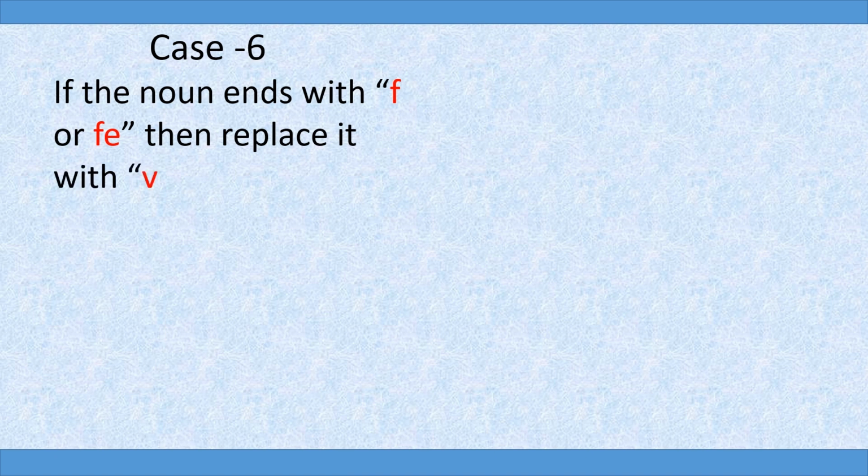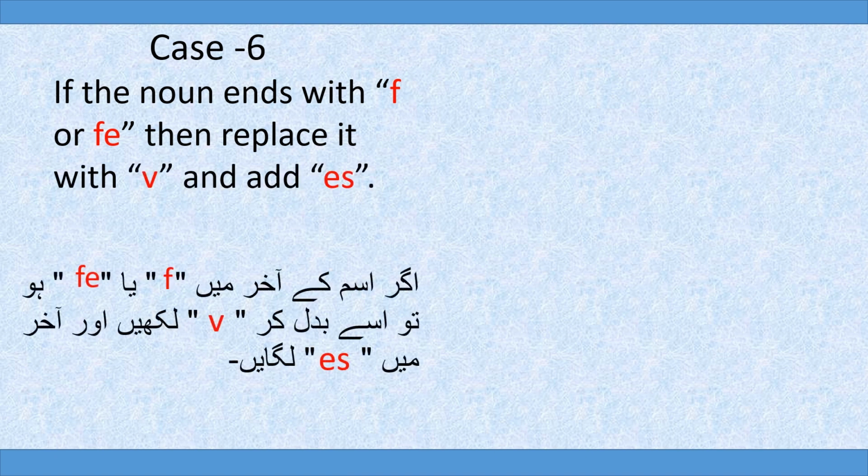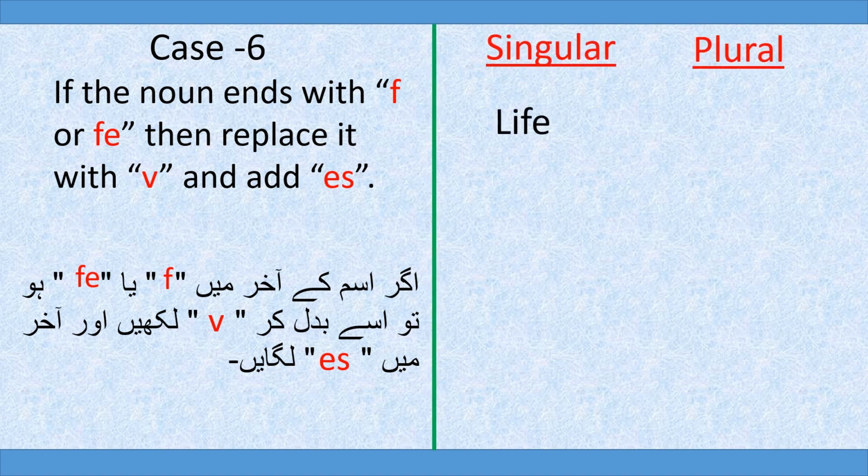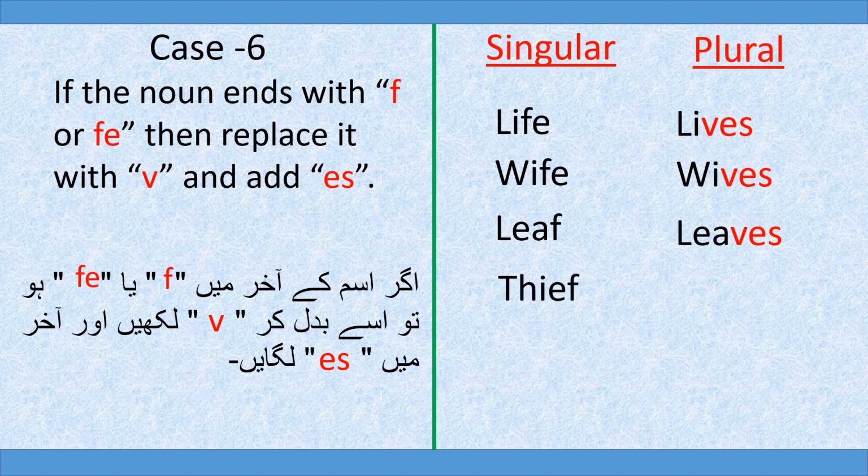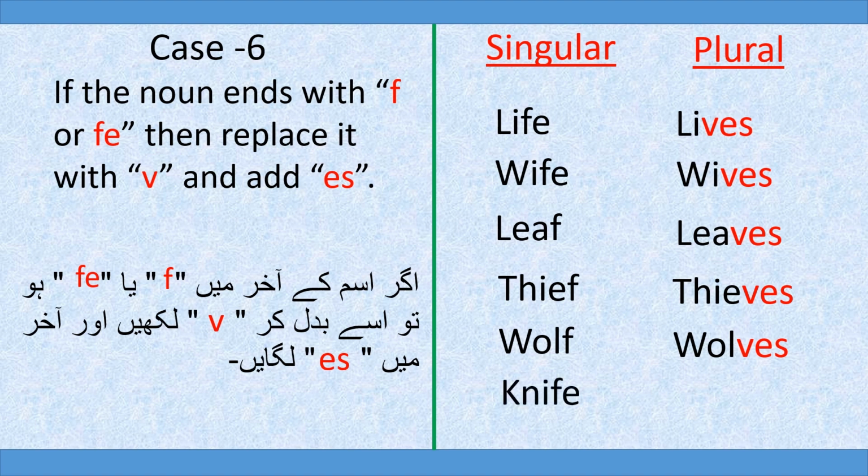Case 6. If the noun ends with f or fe, then replace it with v and add es. Like life, lives, wife, wives, leaf, leaves, thief, thieves, wolf, wolves, knife, knives.